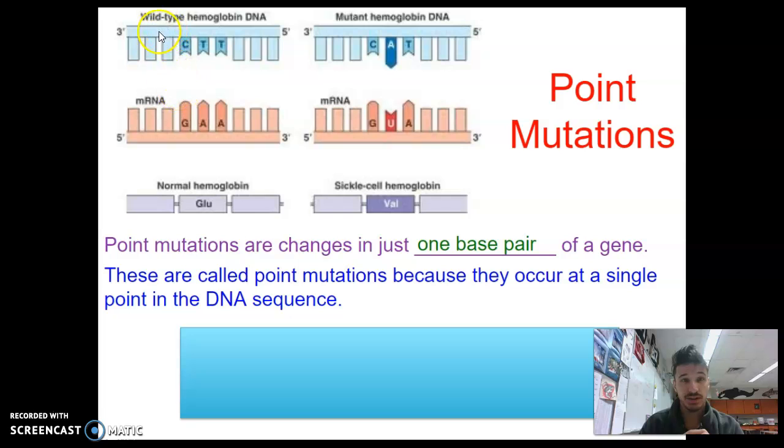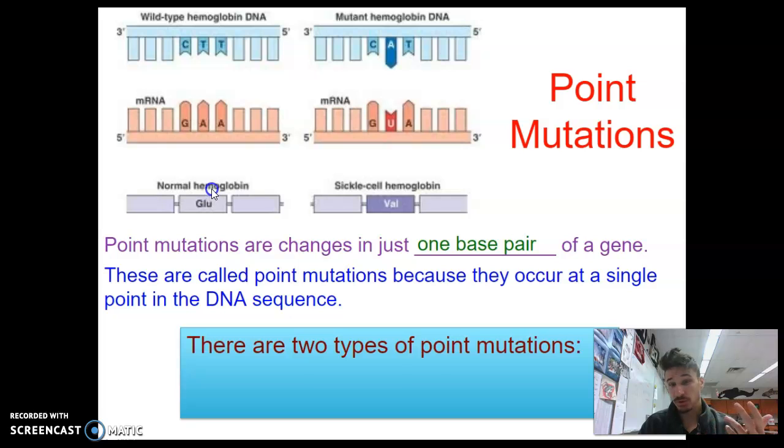You can see here, this is the normal unmutated version: DNA, mRNA, and then the amino acid. And then we replace this middle T with an A, that's the point mutation. And now the mRNA is different, and now even the amino acid is different. And believe it or not, this is actually the mutation that causes sickle cell anemia.